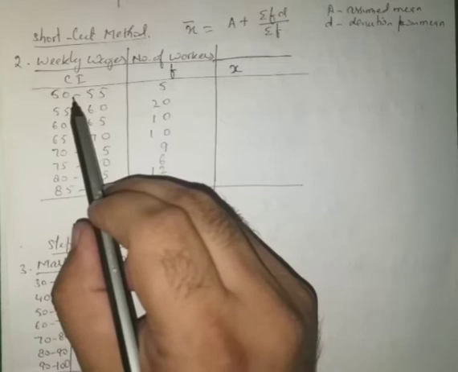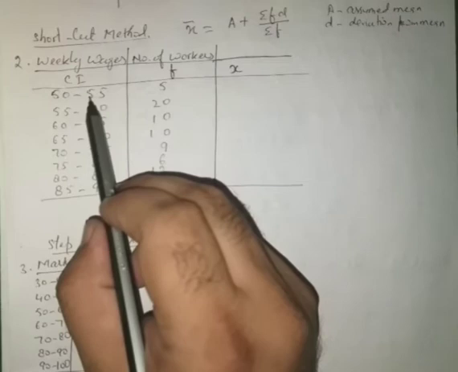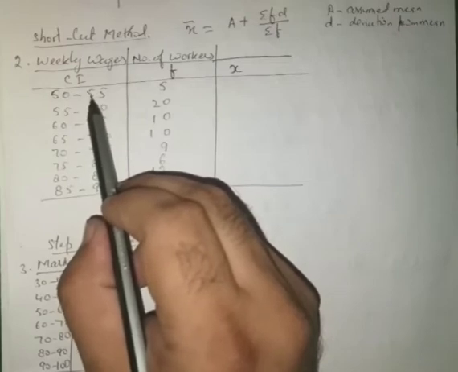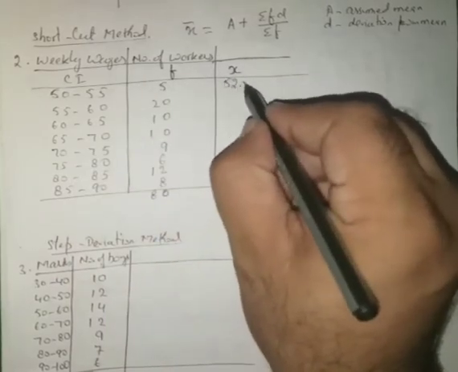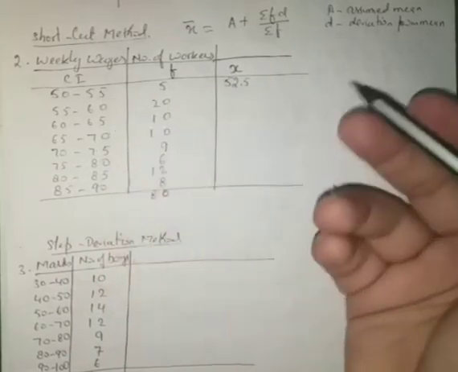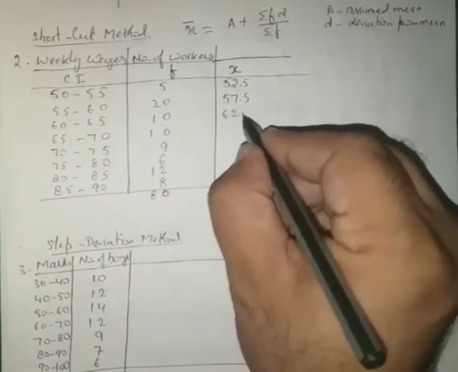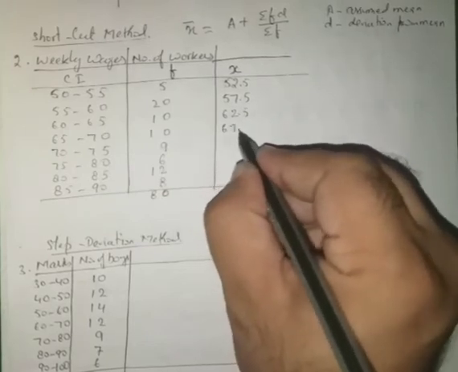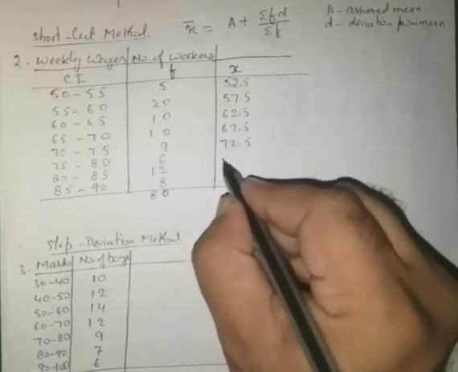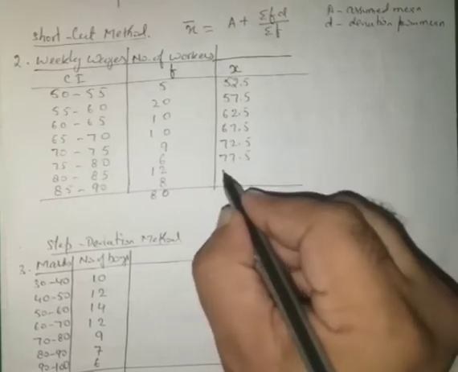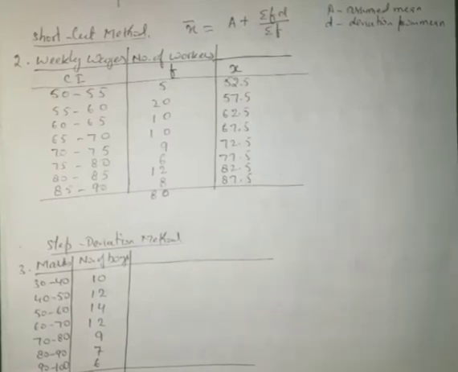For finding the class mark, we add the two and divide by 2. Or simply, the difference of these two is 5, and I divide 5 by 2 and get 2.5. So the middle value of this will be 52.5, and since the interval is the same, I keep adding 5. So this will be 57.5, next 62.5, 67.5, 72.5, 77.5, 82.5, and then 87.5. So this is x.